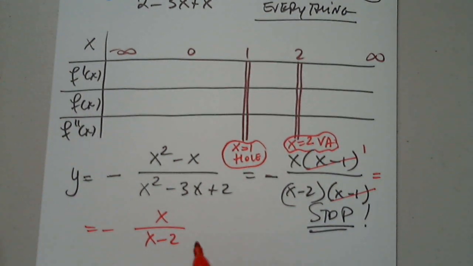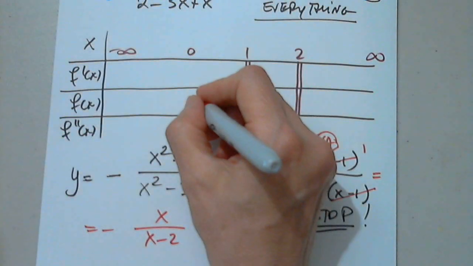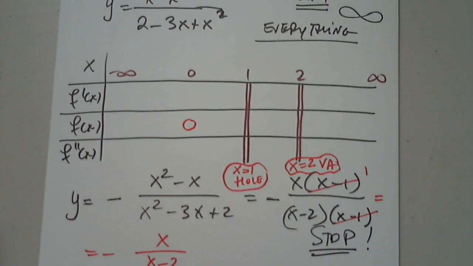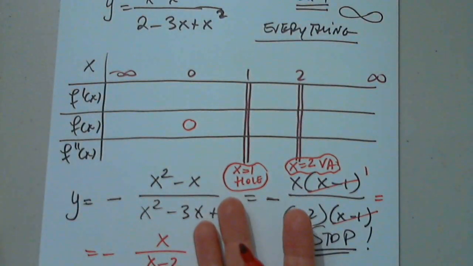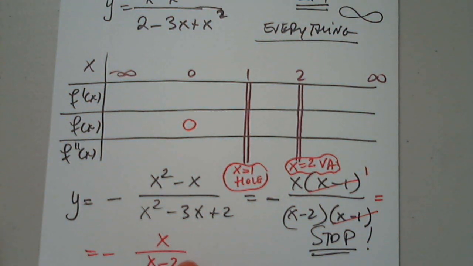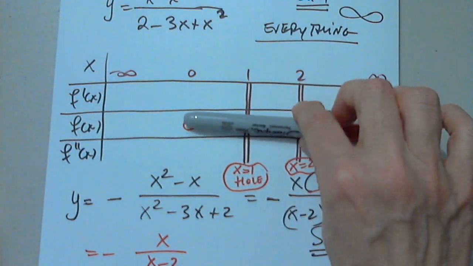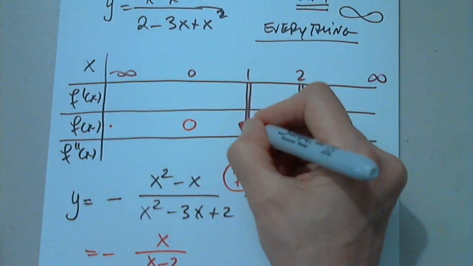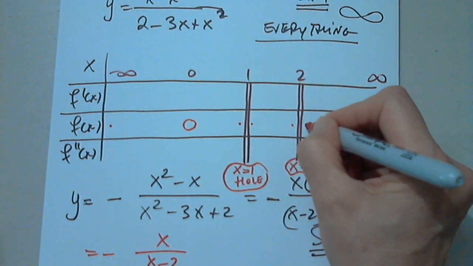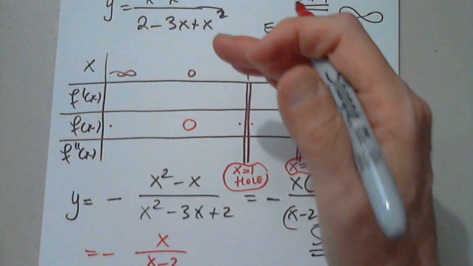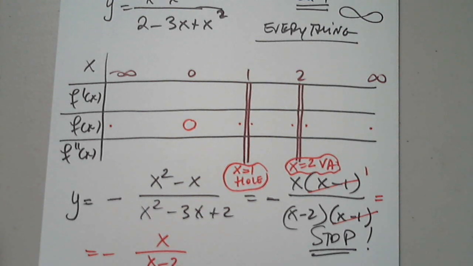Yes, I realize that when I plug in 0, 0 over negative 2 is 0. So I have to put 0 in the table. Now, there is no other x-intercept because this is 0 only when the numerator is 0. I will not consider this done before I find this limit, this limit, this limit, this limit, this limit, and this limit. Only then I can look at the first derivative.